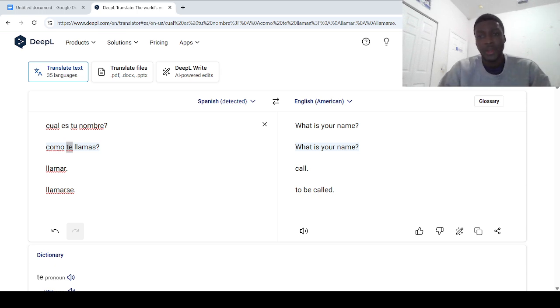Now, when I say cómo te llamas, I'm not literally saying what is your name. That is not a literal translation. That is not a good translation. That's wrong. What I'm actually saying is, how do you call yourself? And the meaning of that is, what is your name? If I'm asking a person what they call themselves, what am I asking them? I'm asking them what their name is. And that is the distinction that you, as the learner, need to understand.